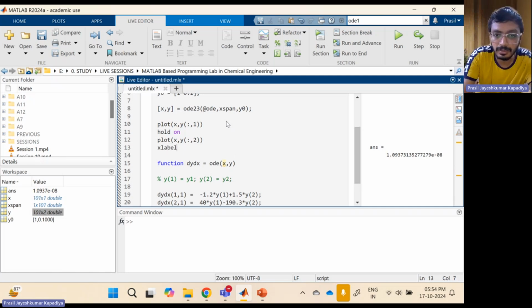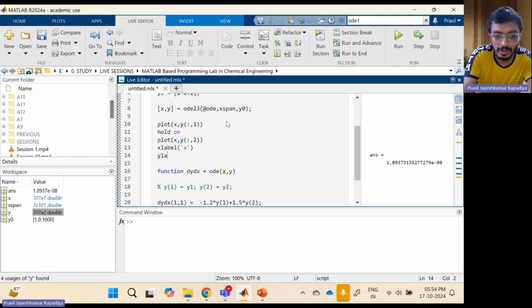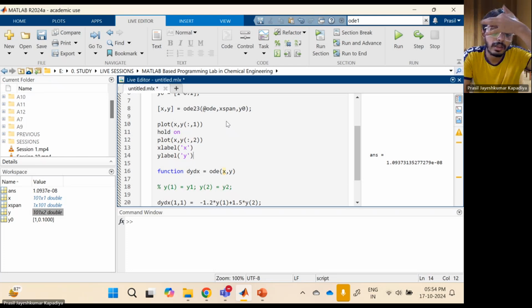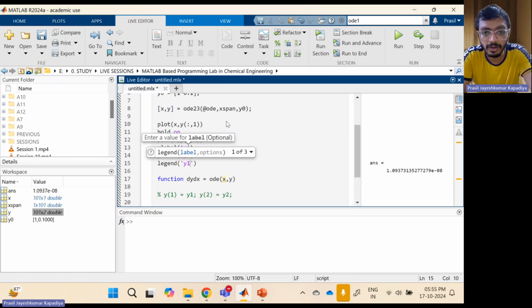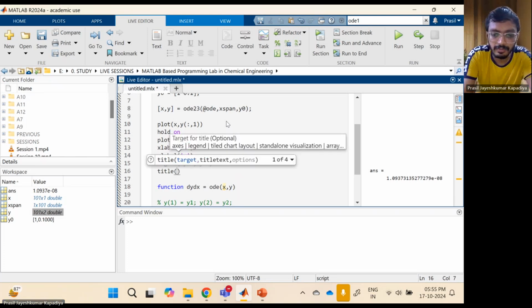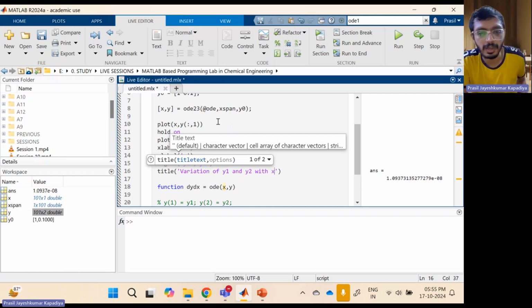Then let's say my x label is x, my y label, let's say it is y. Correct. I can also provide here legend stating y1 my first value and y2 my second value. I can further give title with variation. Let's say I'm writing something: variation of y1 and y2 with x. So this is my title.